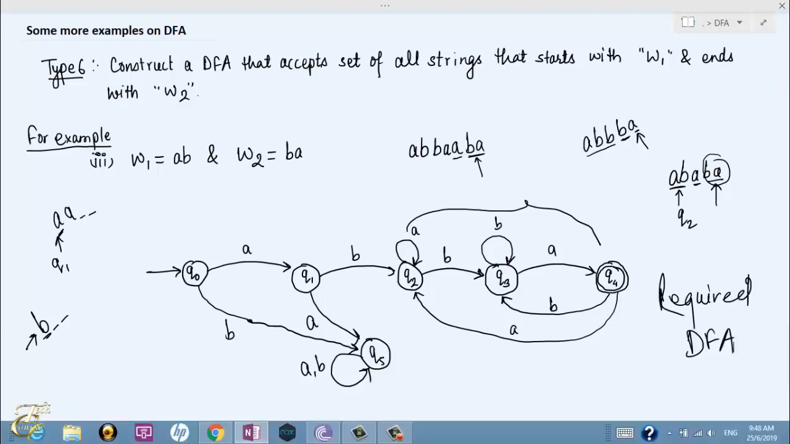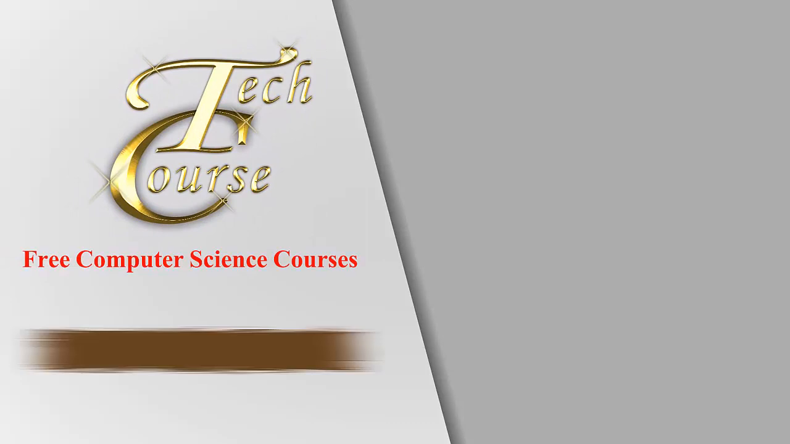Similarly, you can try to construct other DFAs that are based on this type 6. If you have any difficulty, then please leave a comment.